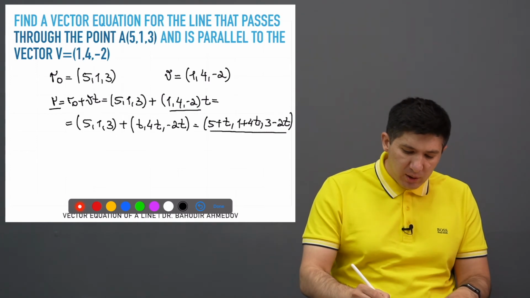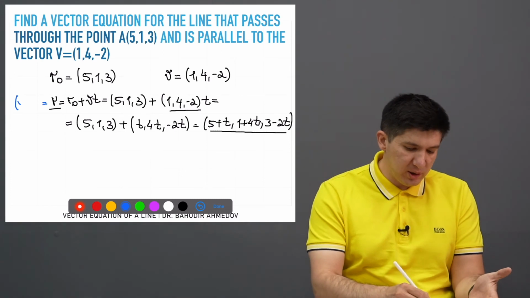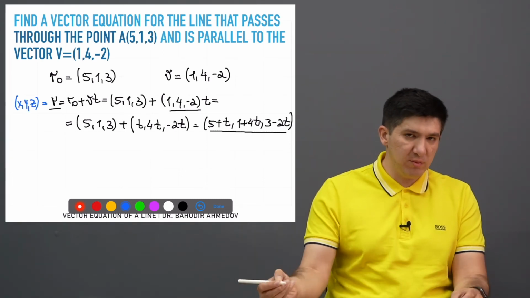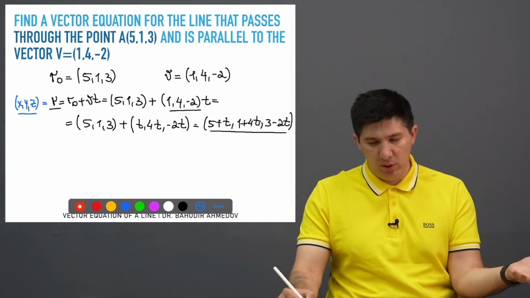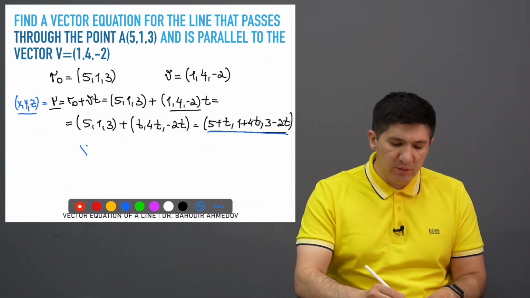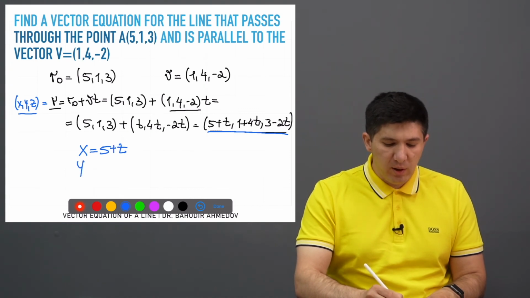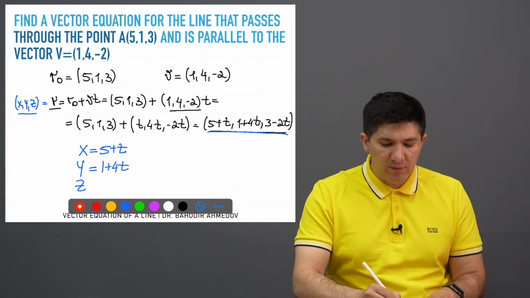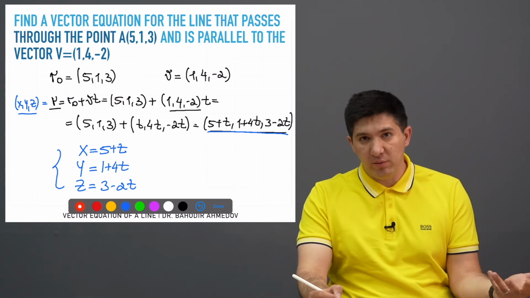So r is again going to have 3 components, which give me the coordinates of the point, essentially the x, y, and z coordinates. So you can see here that from one side, r is the coordinates of the point, and from another side, it is this equation. It means that the x coordinate of the point along the line is equal to 5 plus t, the y coordinate is equal to 1 plus 4t, and the z coordinate is equal to 3 minus 2t, which is nothing else than the parametric equation of the line, right?